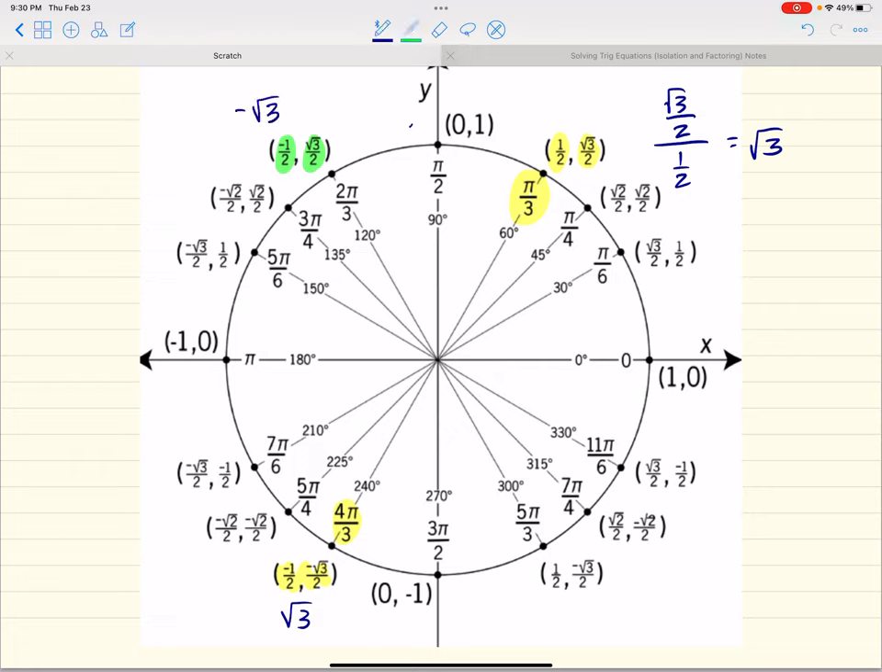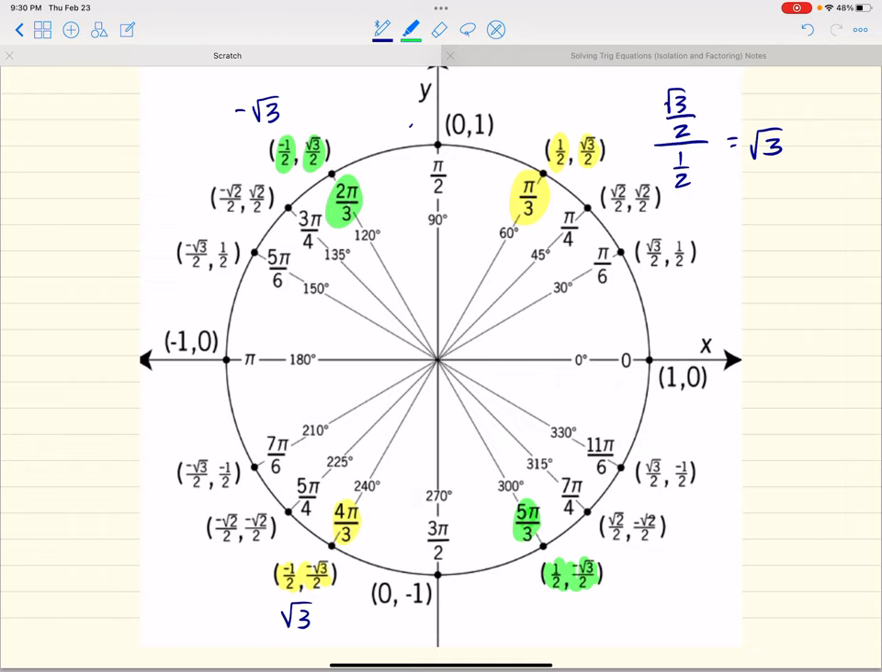So then 2 pi over 3 is going to be one of our solutions, and that's also going to happen here. Same coordinates, but one positive, one negative means 5 pi over 3 is going to be a solution. So if I said solve over the interval from 0 to 2 pi, we are looking at 4 solutions: pi over 3, 2 pi over 3, 4 pi over 3, and 5 pi over 3.